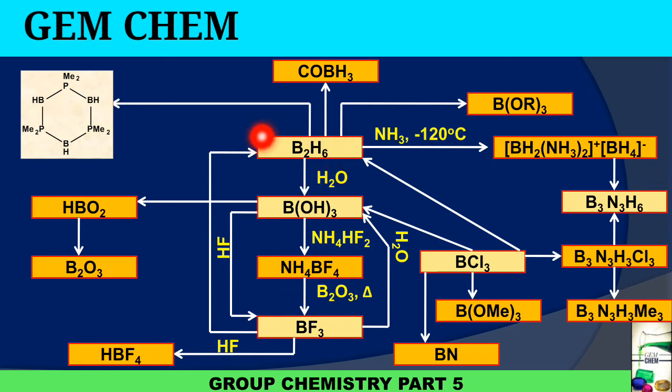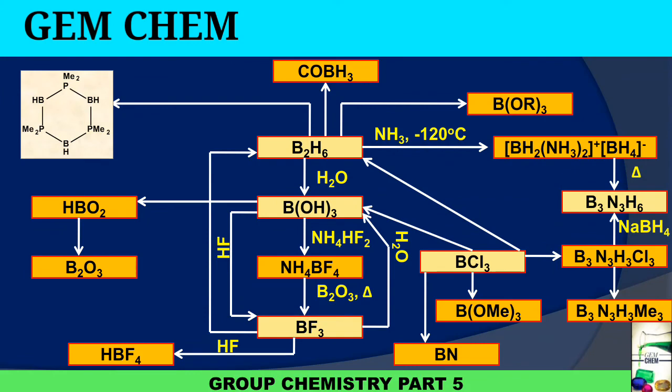Next, we come from B2H6. If we react it with ammonia at minus 120 degrees Celsius, this complex is formed, that is [BH2(NH3)2]+ BH4-. Next, if we react it by heating, then there is a formation of borazine, B3N3H6. As you know already, borazine is covered in the inorganic polymer chapter. You can watch the video. I will give the link in the description box as well as the i button present above this video.